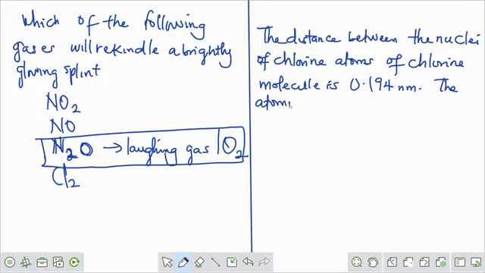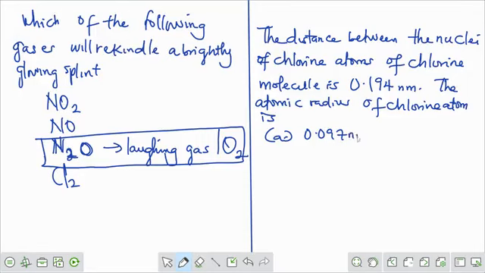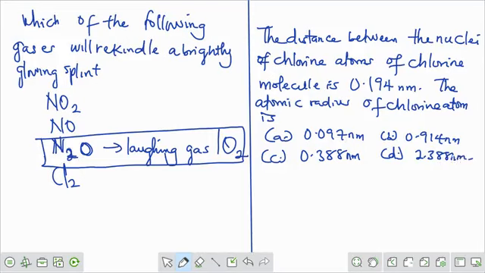They say the atomic radius of a chlorine atom is: A, 0.097 nanometer; B, 0.914 nanometer; C, 0.388 nanometer; D, 2.388 nanometer. Now, this is how to find the atomic radius.